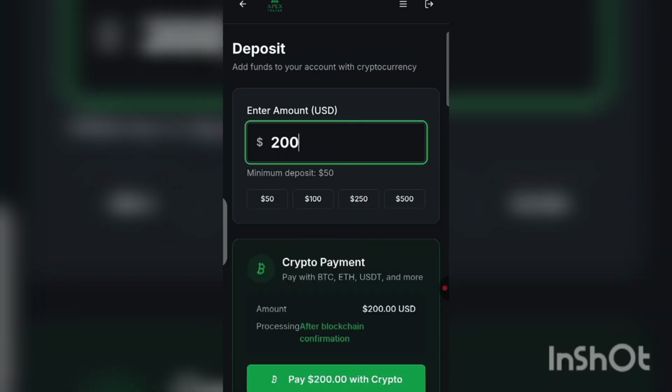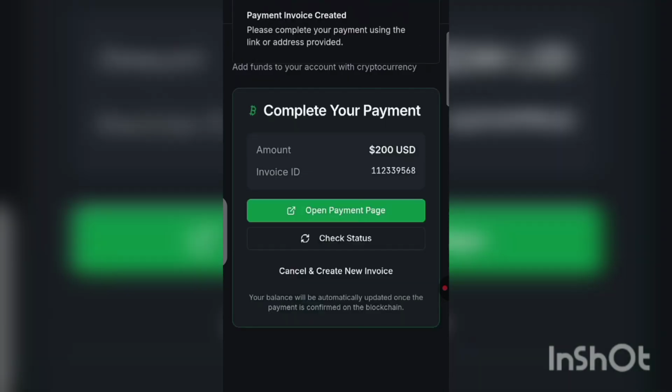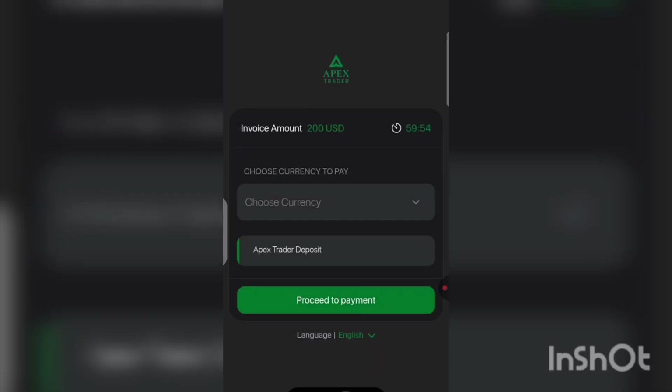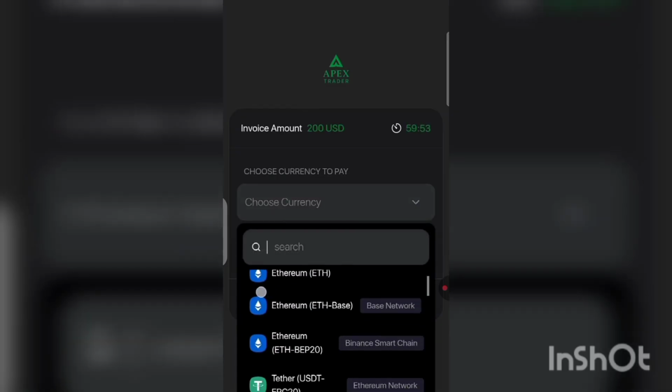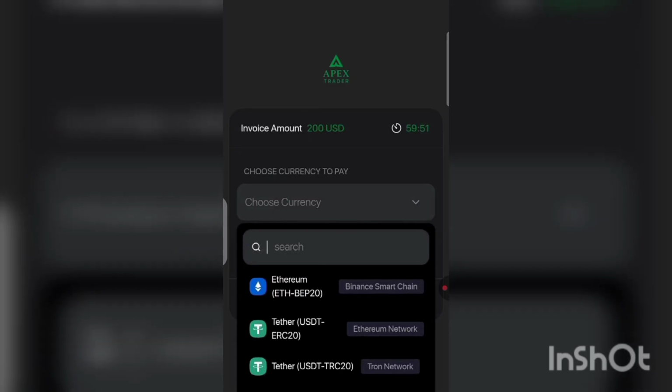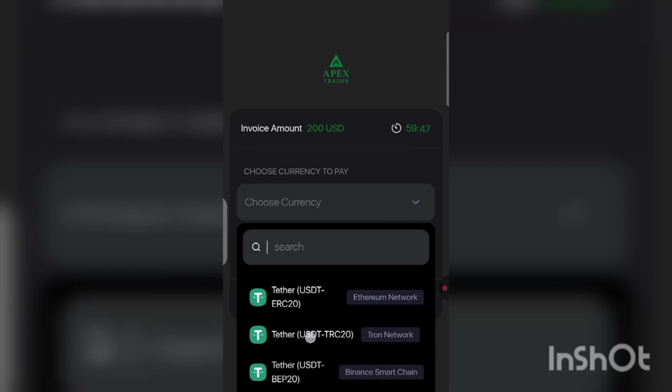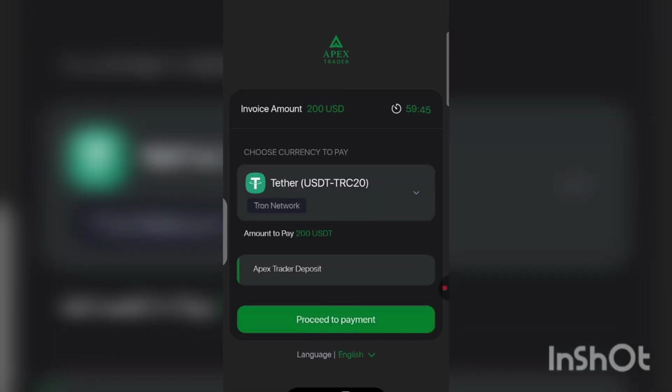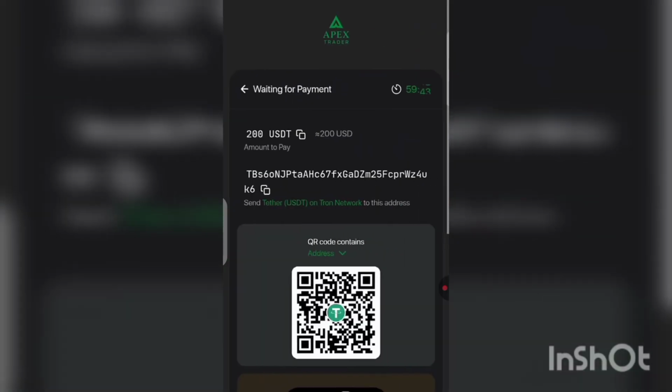So I'm going to make a deposit from my Bybit to this place. I'm going to be putting 200 USDT. The next thing is for me to copy the wallet. Remember, we are going to be trading live with this 200 USD on Bitcoin/USDT. So now let me select TRC20.